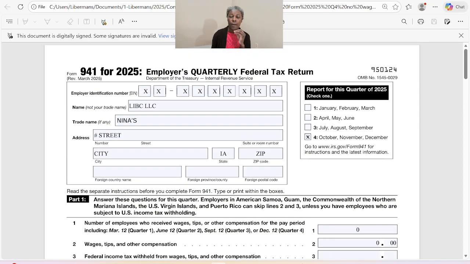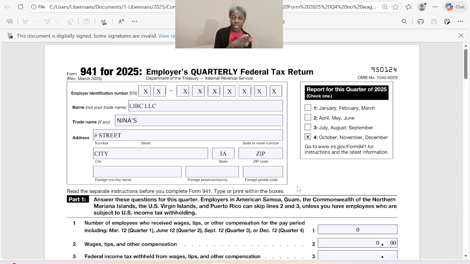Which quarter are you filing for? Again, one form, one quarter. If you didn't file for the prior quarters, you are now going to file a separate form for each of those quarters. One form, one quarter. So this one is for quarter 4, October, November, December. That's what we will check.